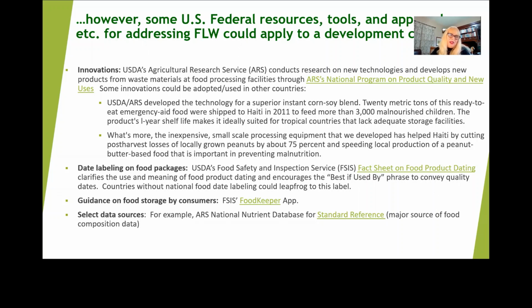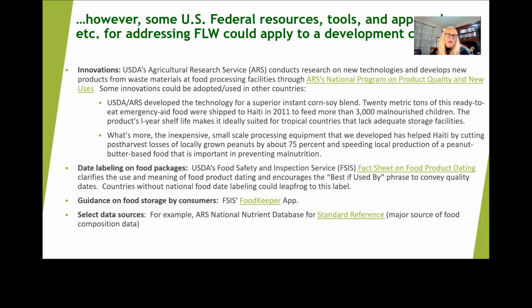The second sub-bullet is an example I'll quickly share with you, where through their funding, an inexpensive, small-scale peanut processing equipment was developed that really helped Haiti by cutting post-harvest losses of locally grown peanuts by about 75%, as well as speeding local production of peanut butter-based foods, which is important for preventing malnutrition there.